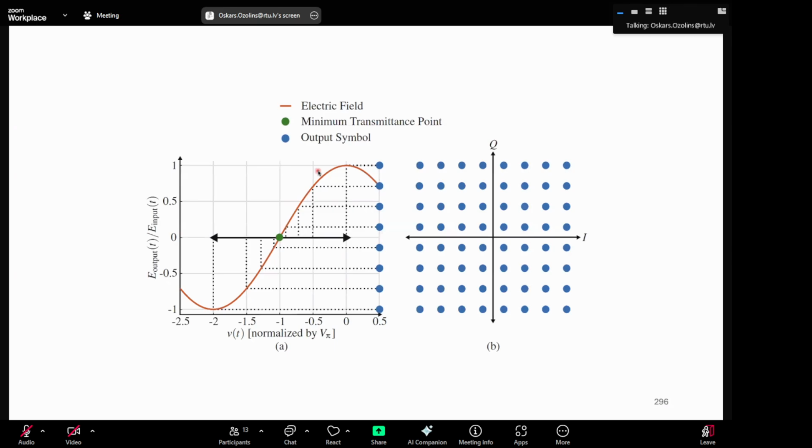So here is an example of the transfer function of a Mach-Zehnder modulator. It is a sine wave function. When we want to do modulation, we try to use the linear range. Here you see that the top part starts to get slightly nonlinear, so this will affect how equal the distances will be between the symbols.